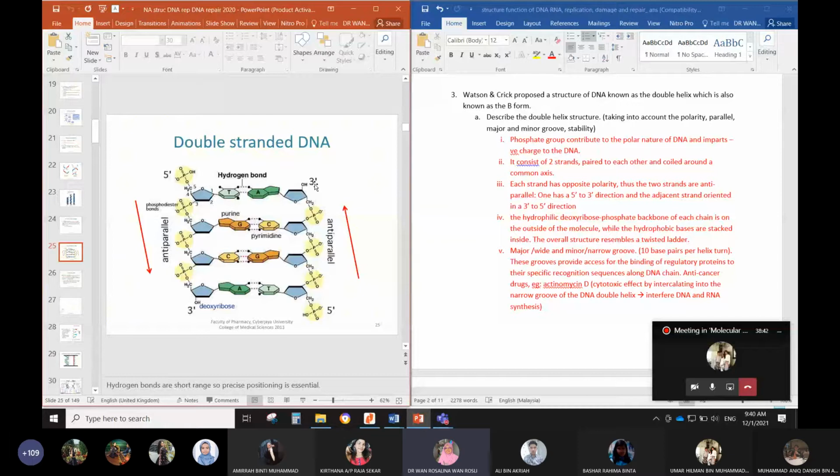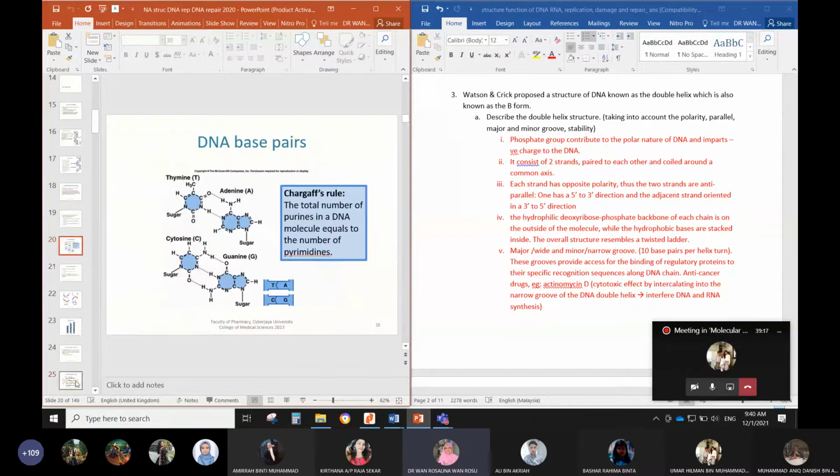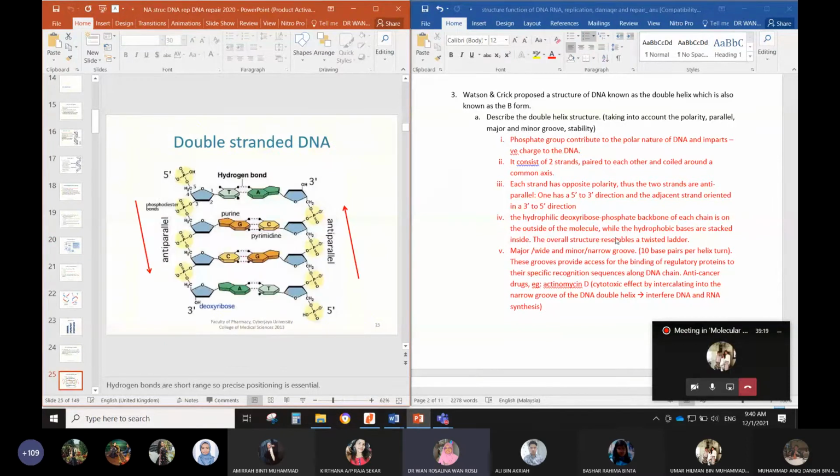And yes, it consists of two strands paired to each other because of the ATGC complementary base pairing. And it moves anti-parallel, each strand, one from 5' to 3', another from 3' to 5'. Why this prime? You can go to this one: 5', 3', 5', 3'. So that's what it means by 5', 3'.